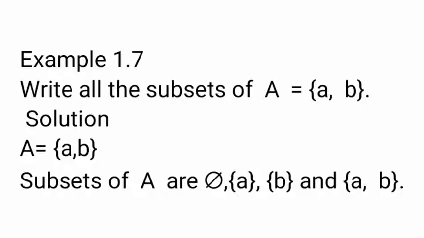We have two elements. First a, the set {a}. Second, the set {b}. And we write both, therefore {a, b}. Therefore the subsets of A are phi, {a}, {b} and {a, b}. Okay.